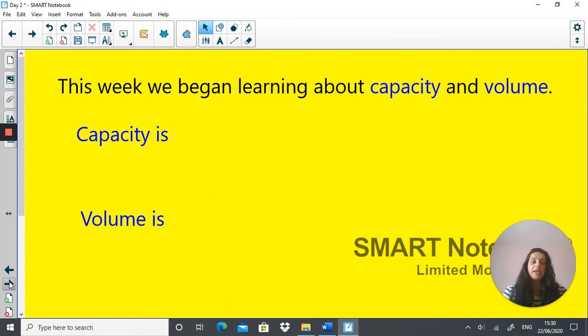Right, before we begin, we'll be learning about capacity and volume this week, as you already know. So in your books, write down what is capacity and what is volume. Capacity is the maximum amount that a container can hold. That's the capacity of a container or a jug. The volume is the actual amount of water that's in there.